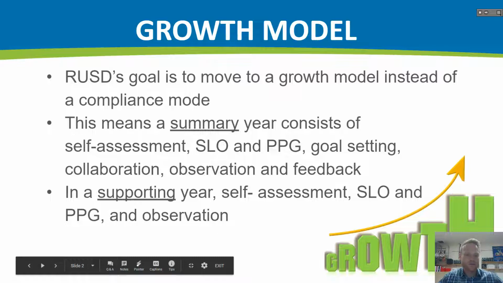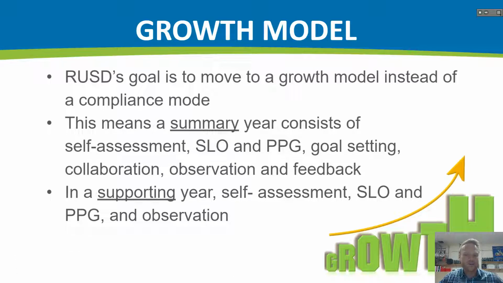Basically, the whole point of these changes is to try to promote more of a growth model instead of just something that we do and is hoops that we have to jump through. So some of the changes entail a summary year consisting of a self-assessment, the teacher self-assessment, creating an SLO and a PPG. What's different about the SLO and the PPG is it's a little more focused on setting goals, collaborating with other staff members, and then gathering feedback and making observations as you go through that process.